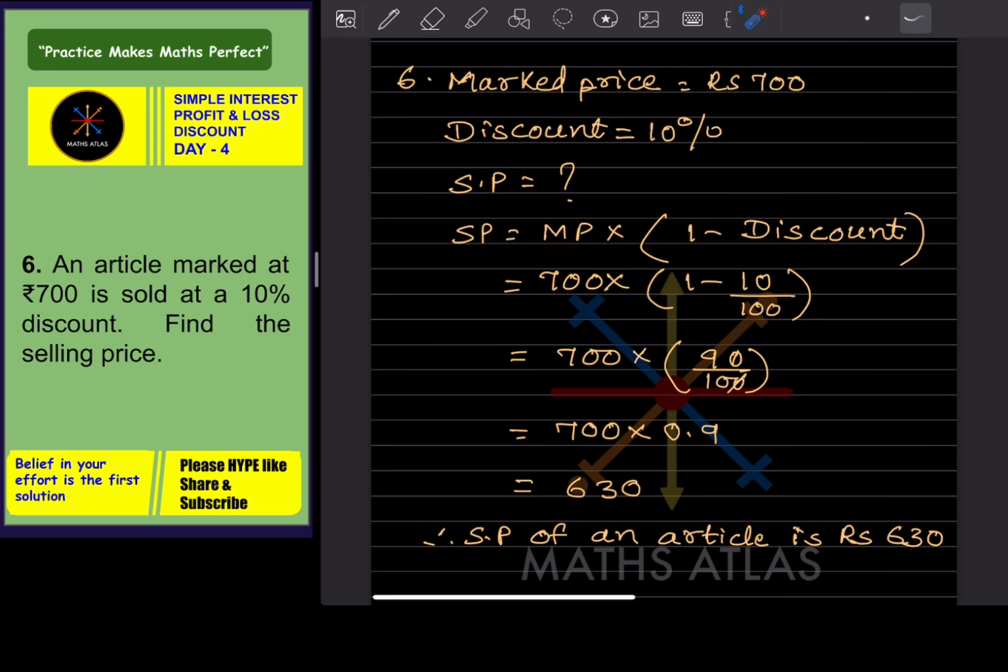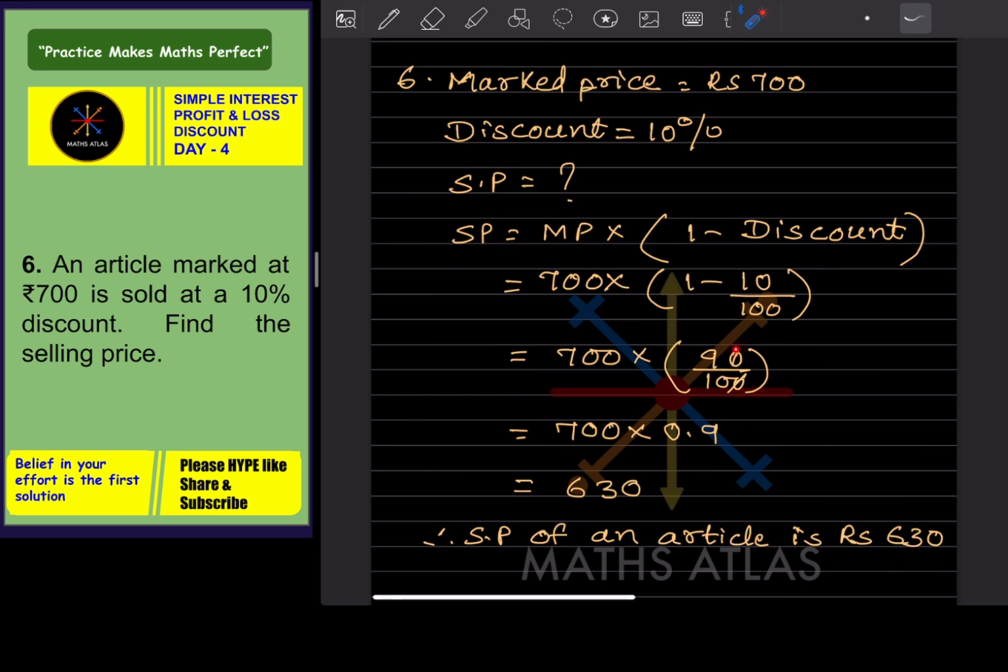So here, the mark price is given as 700. This formula you have to remember. You can write one more step if you want: 1 minus discount, where the discount is 10%, so MP into 1 minus 10%. Here, 1 minus 10% means 10 divided by 100. So this will be 700 into, the LCM is 100, so 100 minus 10 divided by 100. So 90 divided by 100.